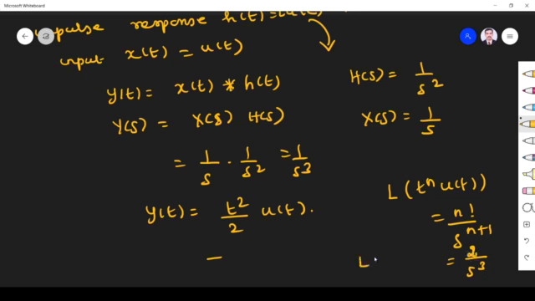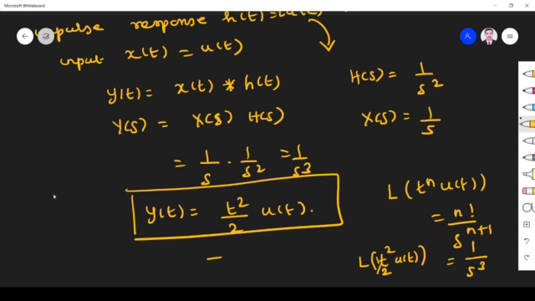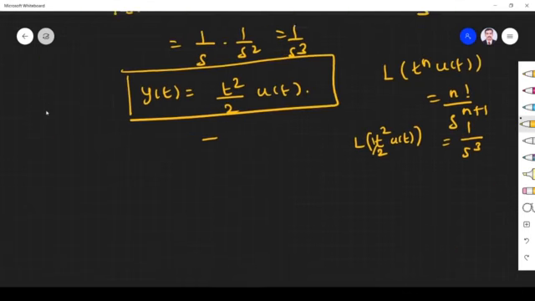This 2 will become t squared u of t, but what I need is 1 by s cube. So 1 by s cube means this 2 will go this side. So 1 by 2 t squared u of t will have a Laplace transform of 1 by s cube. So 1 by 2 t squared is my output, right? This is a simple problem.